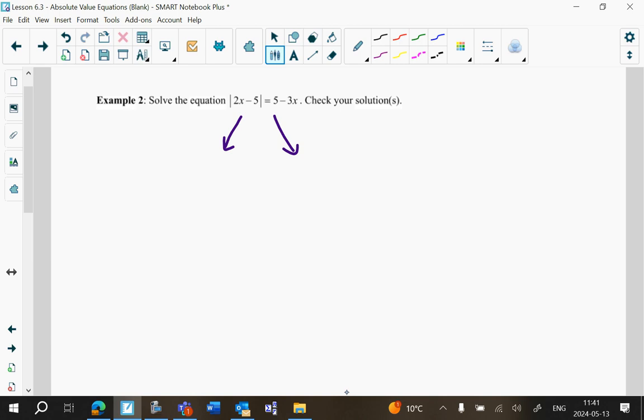So we're going to make two equations. One, it's going to look exactly the same as the original, without the absolute value. The second one, we take the negative of the right side. And you've got to take the negative of everything. You've got to take the negative of the 5 and the -3x.